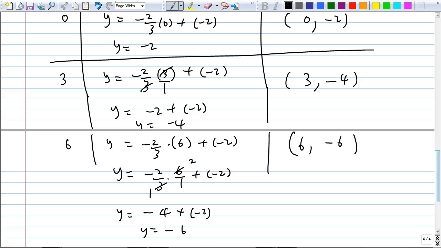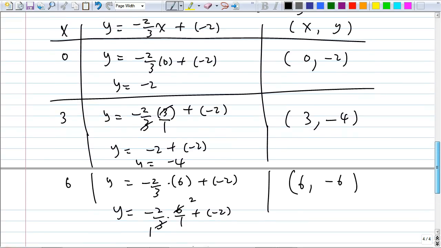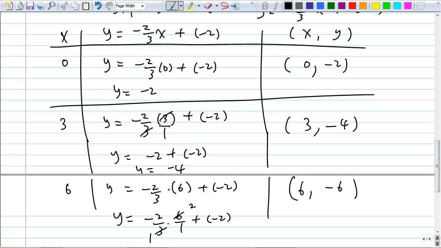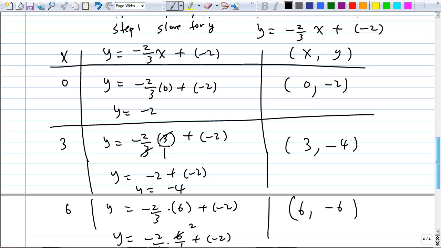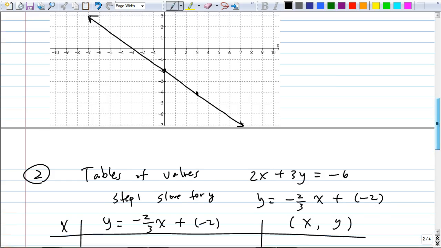And we could verify this gives us the same exact graph as we had before. Look, we got 0, negative 2, 3, negative 4, 6, negative 6. And if you go back to our graph, there is 0, negative 2. What is this one? 3, negative 4. And look, when x equals 6, I know that I didn't draw it so carefully here. You get 6, negative 6. That's that line. Does that make sense?